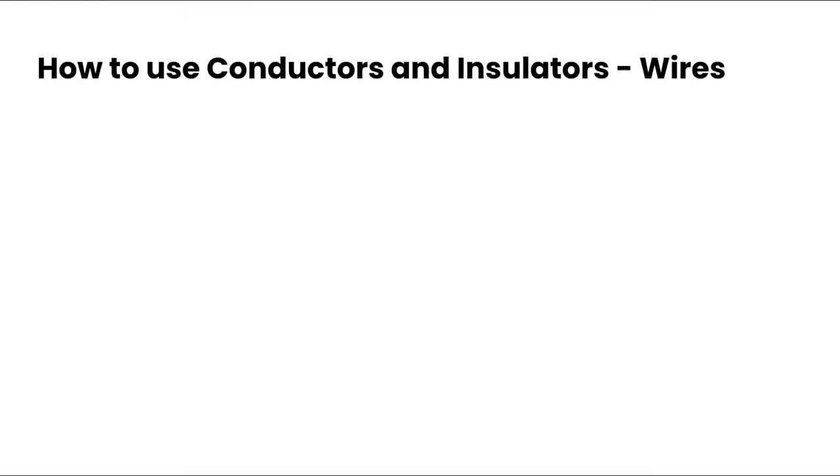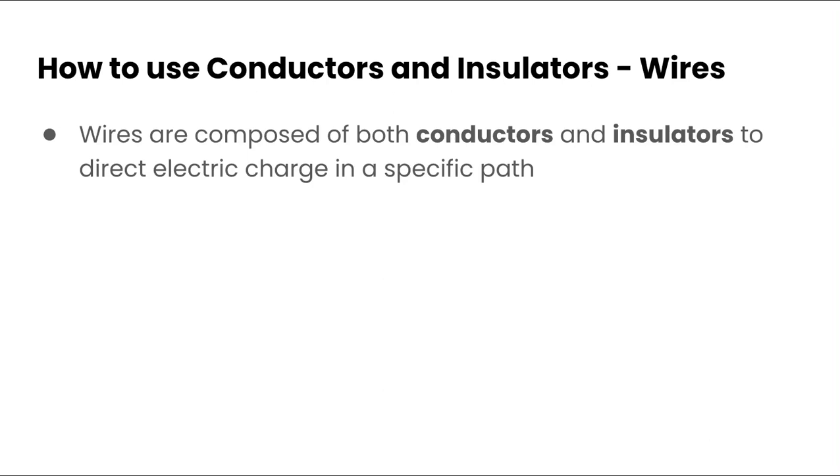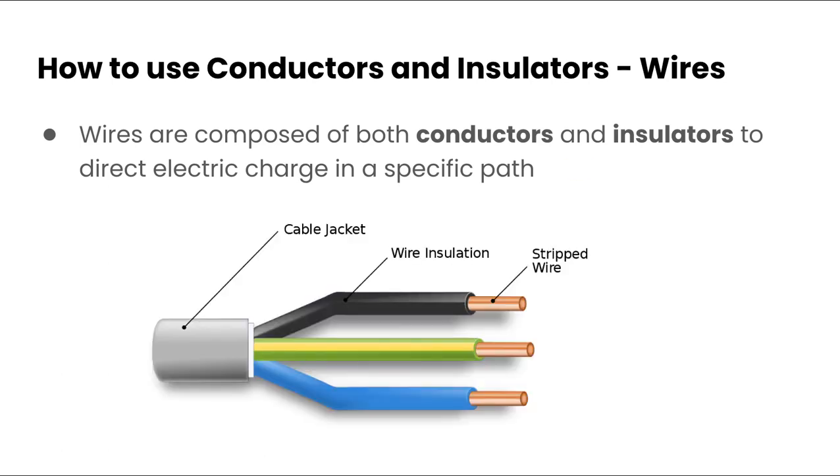Now, in terms of real world uses, there's some really good examples of conductors and insulators. One is the wires in our home. So, wires actually are composed of both conductors and insulators to direct the electric charge in a specific path while also protecting our homes. For example, the inner wires in our homes are usually made out of copper and they are great conductors. So, they allow the flow of lots of electrons.